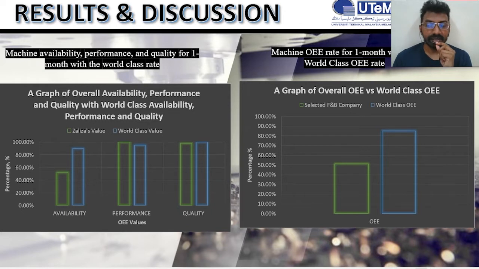However, the availability of the machine is as low as 52%. This proves that the most affected area of the machine is the availability rate.